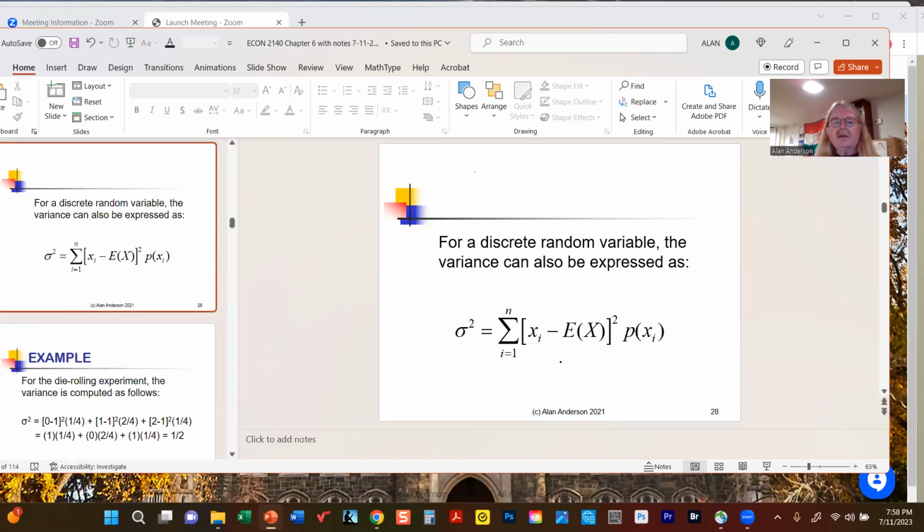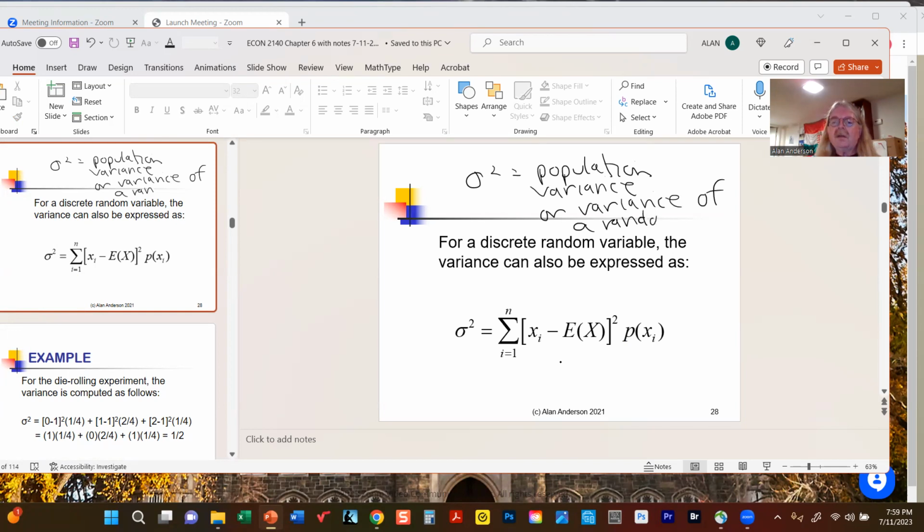This sigma squared can refer to either a population variance or the variance of a random variable. Now, you might say, well, how do we know which it is? It should be clear from the problem that you're working on. So I guess that's the logic. We didn't need to create a new variable because it should be clear which type of variance we're talking about.